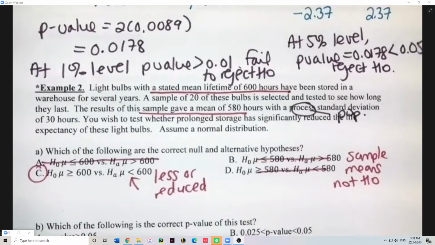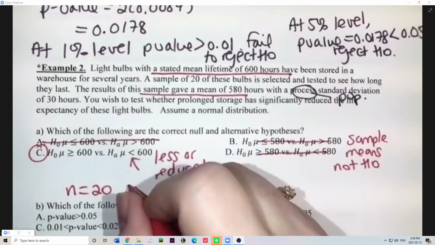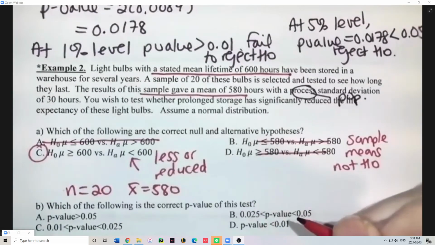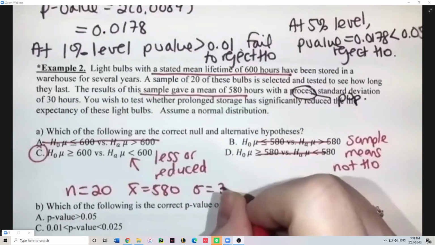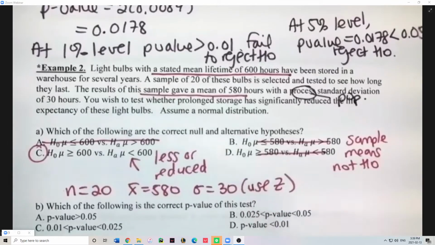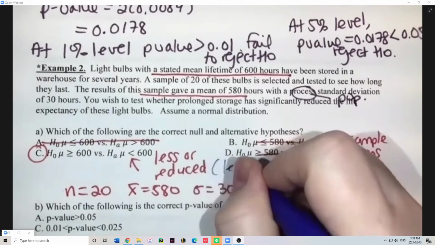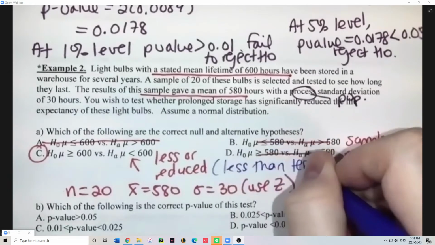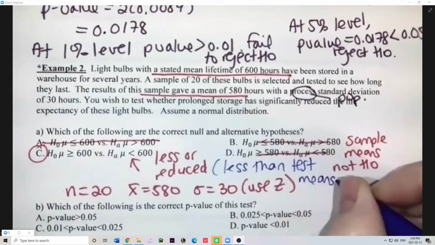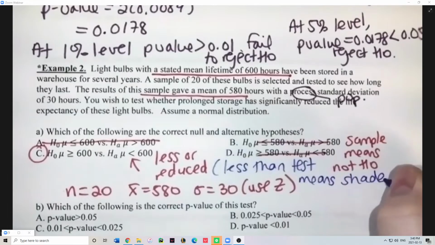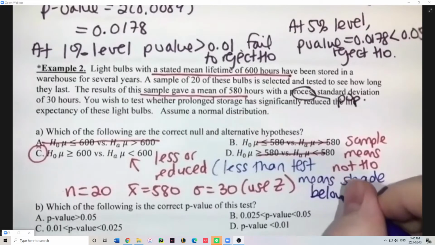So what do they tell us in here? They say a random sample of 20, so that's n is 20. Sample mean of 580. Process standard deviation of 30. So we know sigma, so we know we're using Z. And we know it's a less than test. So because we know it's a less than test, that means we're going to shade below Z test.